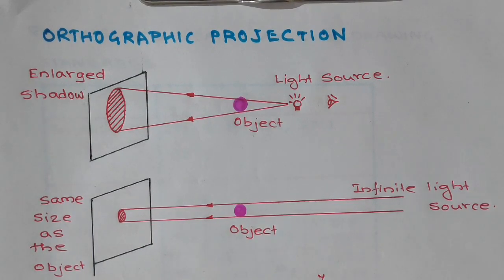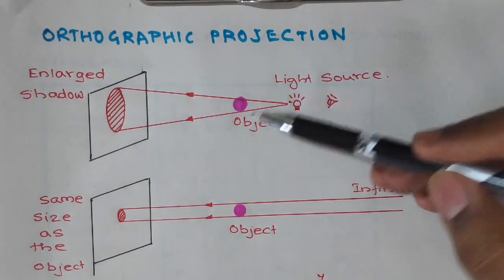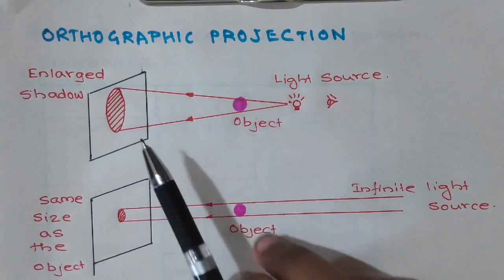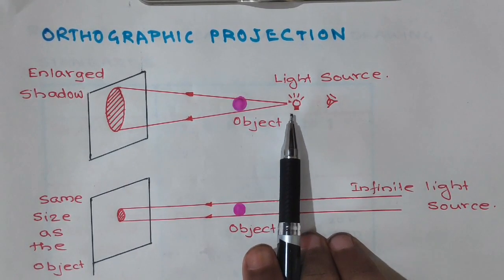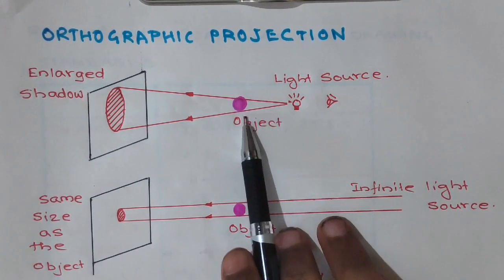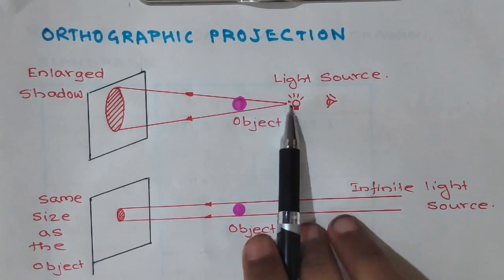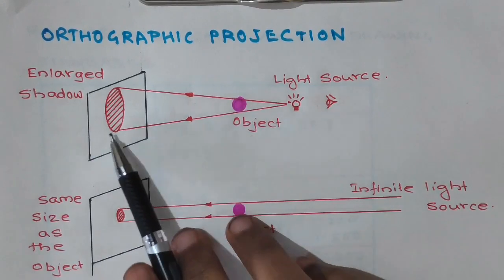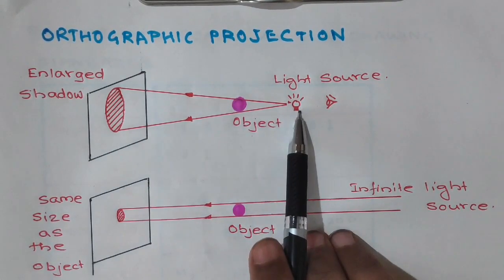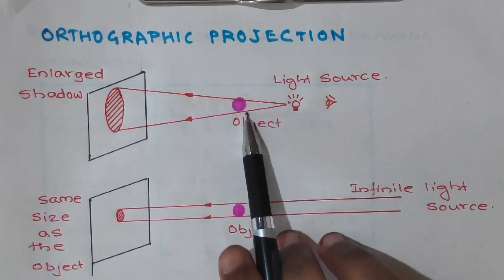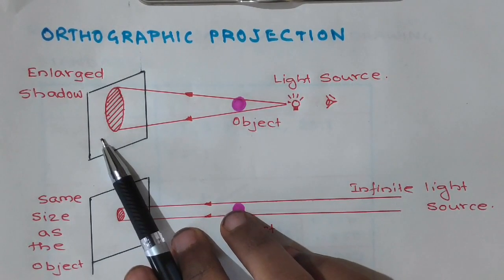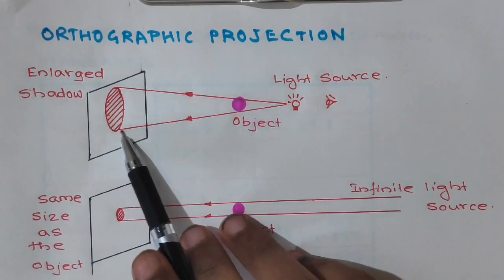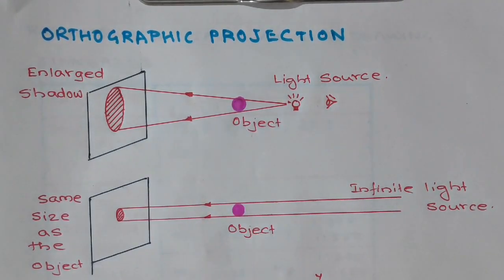Now we'll take two cases over here. We have an object which is placed in front of a screen. I have a light source which is at some known distance from this object, or it is very close to the object. The shadow of this object falls on the screen, and since this light source is very close to this object, the shadow will be enlarged. That is, as an observer, you see an enlarged shadow of this object.